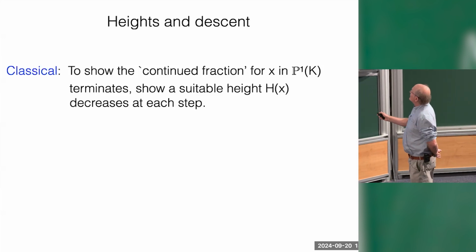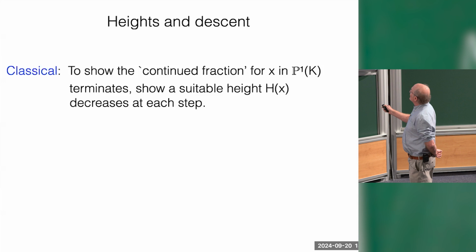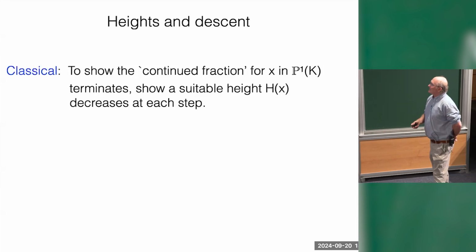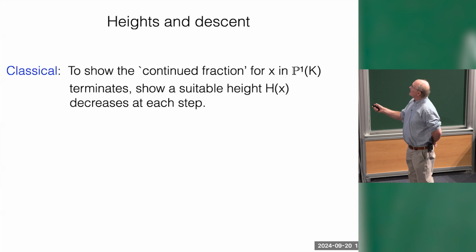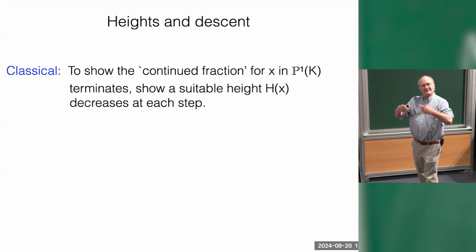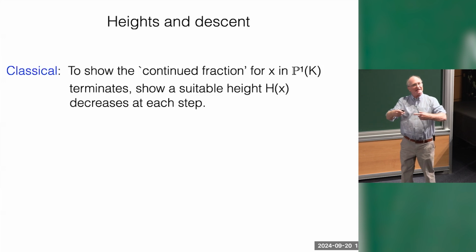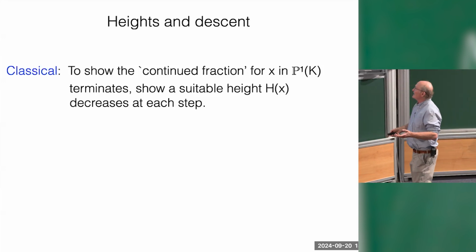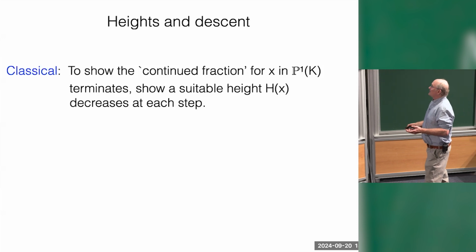So to show that a continued fraction for a point in P1 of k terminates, the classical way would be to show there's some measure of the complexity of the number you're trying to expand, which decreases at each step of the continued fraction algorithm. And if that's true, then you can use that to give a proof that the continued fraction terminates.